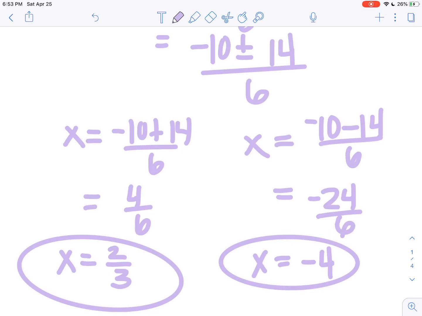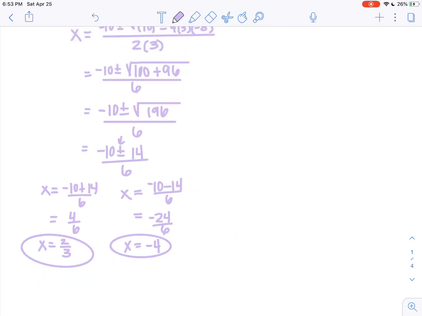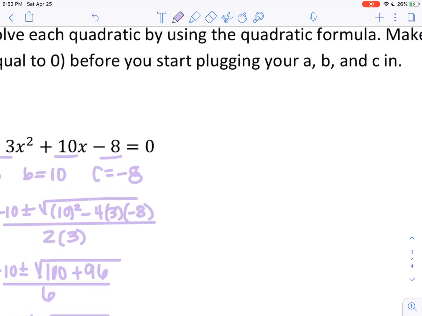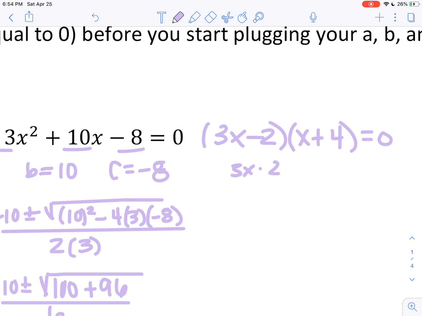So if you end up getting rational numbers, so you don't have a square root left, that means that your original equation could have been factored. So I could have solved this by factoring. It actually would have factored out to be 3x and x and 2 and 4, negative 12, positive 12 minus 2, that gives me 10. And you could have solved your equation by factoring.